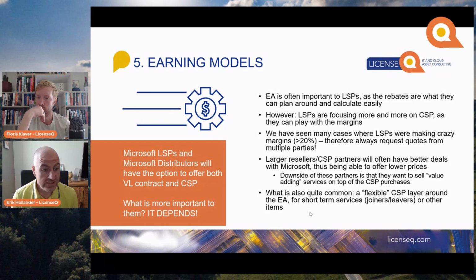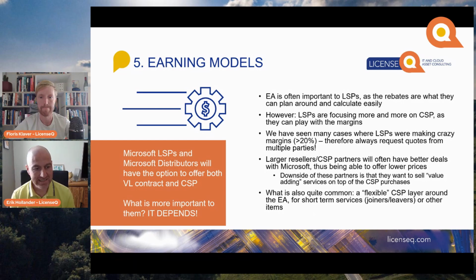trying to get it as cheap as possible for the clients to consider that, because then they can make a higher margin than they would earn on the enterprise agreement. And again, it really depends on the case. We also have seen cases, again, where the uplift is more than 20% on CSP. We've seen that in hybrid models. So some clients do have an enterprise agreement in place, and they have CSP in place.